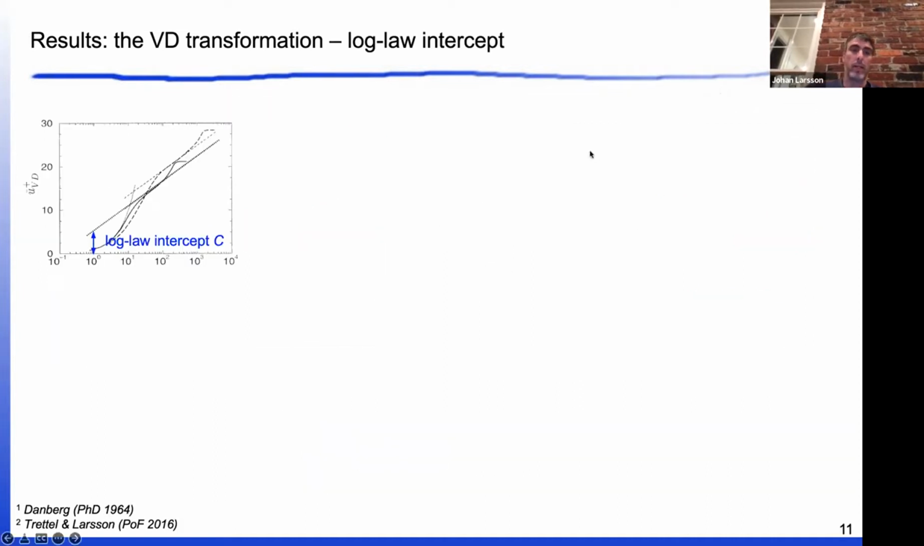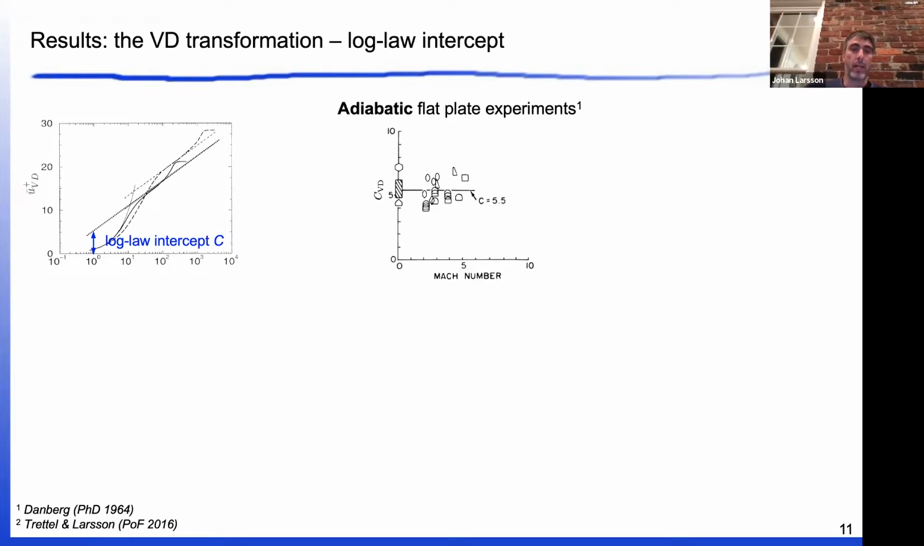To look a little more at this log law intercept: if I continue the log law down to y plus of 1 and read off the value, that's the log law intercept, usually called B or C. I call it C here. Danberg, in his PhD thesis, collected adiabatic flat plate experiments, Van Driest transformed the mean velocity profile and plotted the log law intercept. You can see that there is no real trend with Mach number. That speaks to the success of the Van Driest transformation.